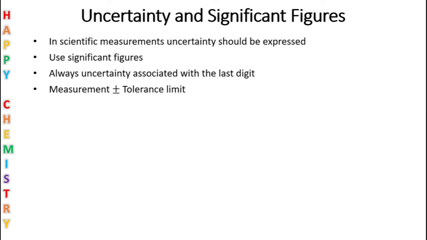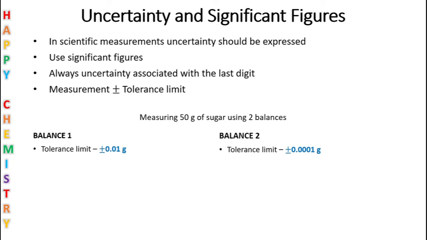You want to measure some sugar. Let's say you want to measure about 50 grams. You have two balances. One with tolerance limit 0.01 gram and one with tolerance limit 0.0001 gram. That means balance number 1 can measure up to the nearest 0.01 gram and balance number 2 can measure up to the nearest 0.0001 gram.